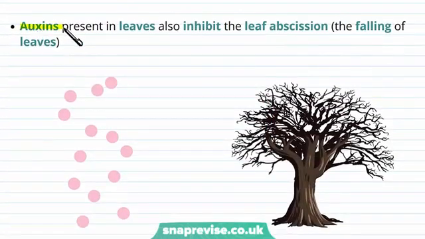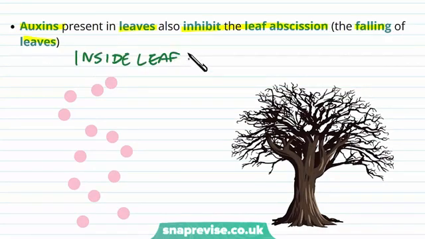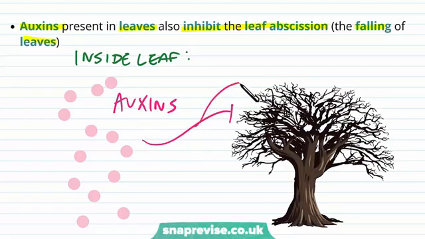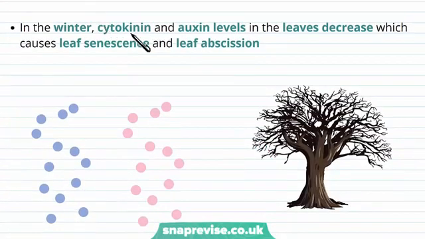The auxins, which are present in the leaves as well, inhibit the leaf abscission, and abscission refers to the falling of the leaves. So inside the leaf we have various types of auxins as a family of molecules, and these normally inhibit the loss of the leaves by keeping them on and attached to the plants. So what happens in the winter, or the early stages of autumn, is that the cytokinin and auxin levels in the leaves decrease, and because of this, leaf senescence occurs and leaf abscission occurs.